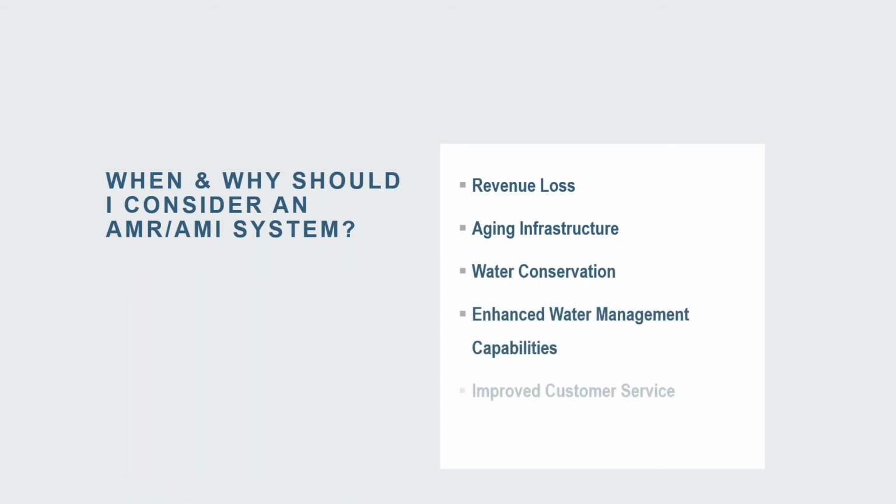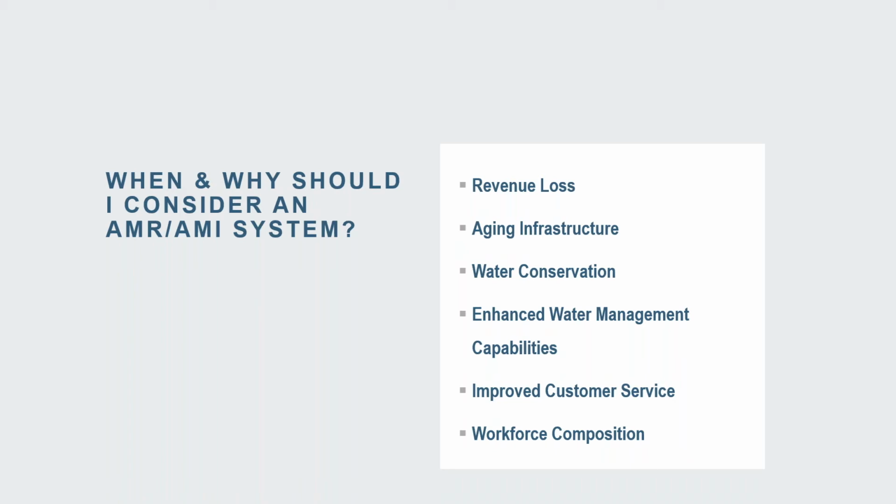So when and why should I consider an AMR or AMI system? Revenue loss is typically a primary driver that would lead a water utility to consider upgrading to either an AMR or AMI system. Revenue loss can result from a variety of reasons, including theft, unaccounted usage, and leakage. Revenue loss typically increases as water infrastructure ages and meter accuracy declines.